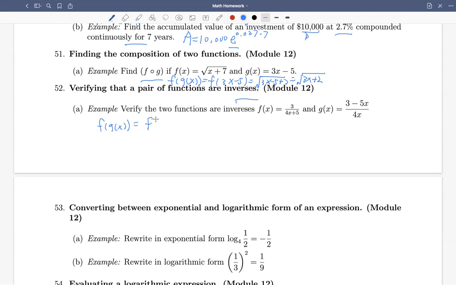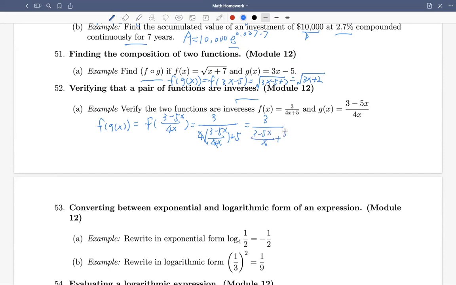So that means F takes (3 minus 5x) divided by 4x as the input. How is f defined? F says, okay, do 3 divided by 4 times the input. The input is (3 minus 5x) divided by 4x. Then add 5 to it. So I have to simplify the calculation. So here we see this 4 cancels with this 4, right? So I have 3 divided by (3 minus 5x) divided by x, plus 5.